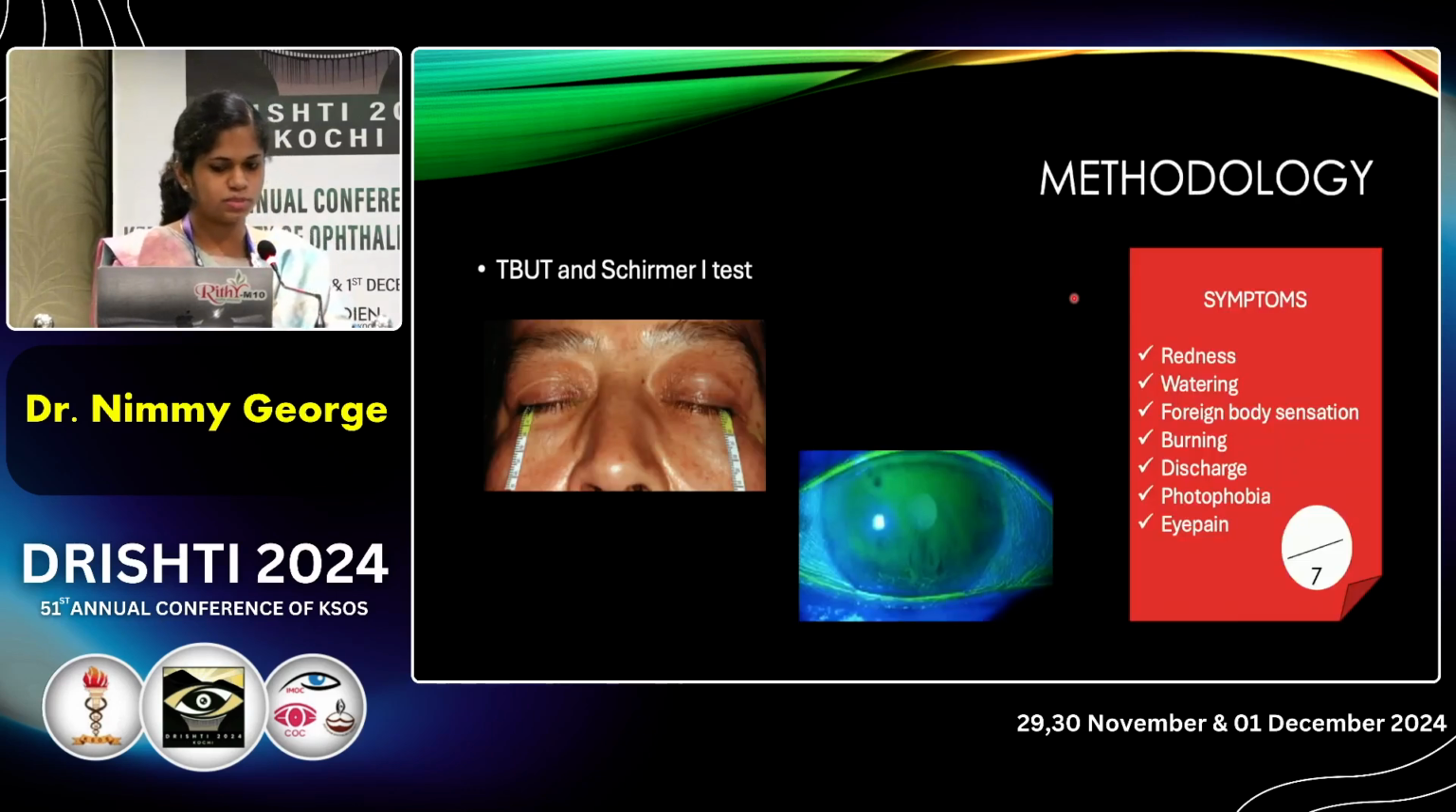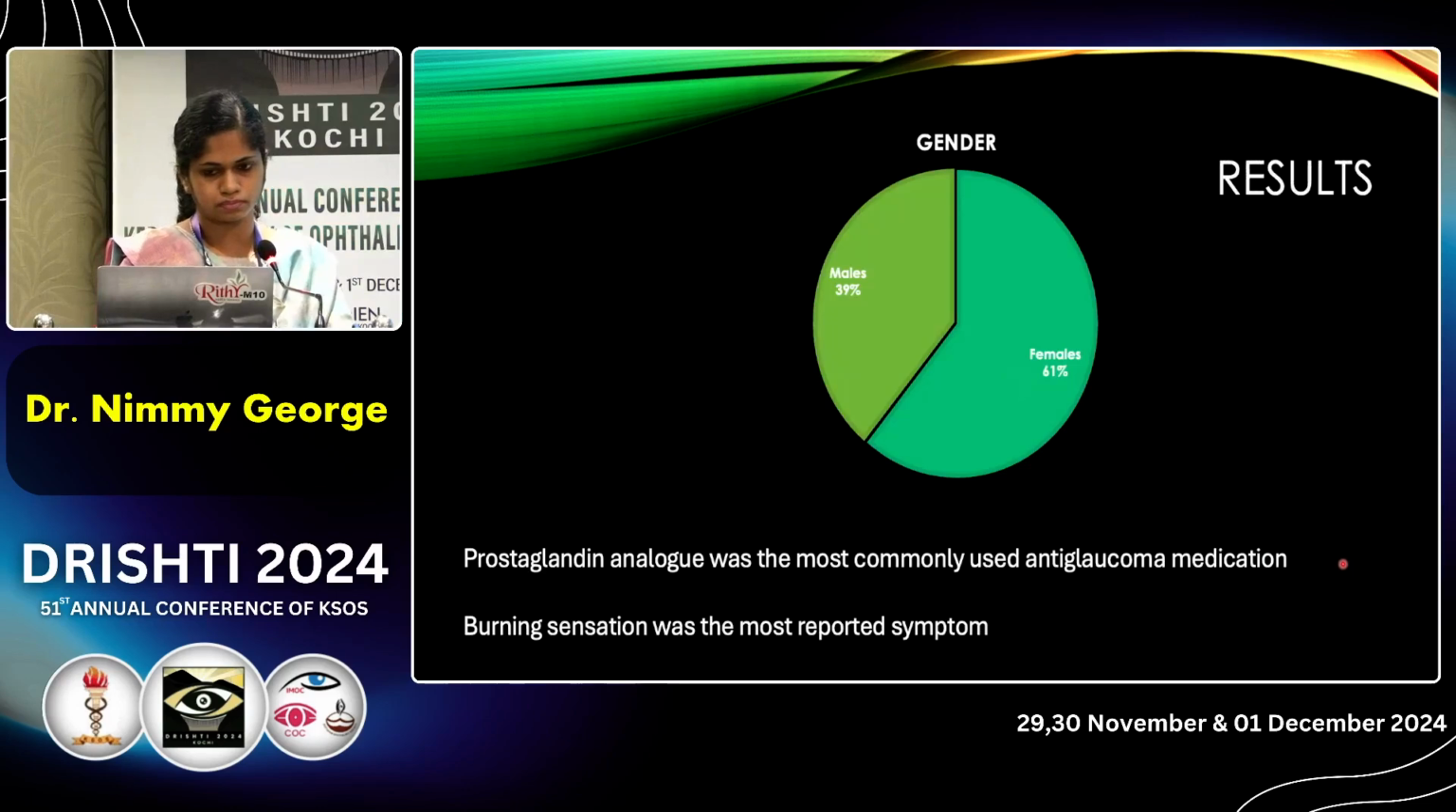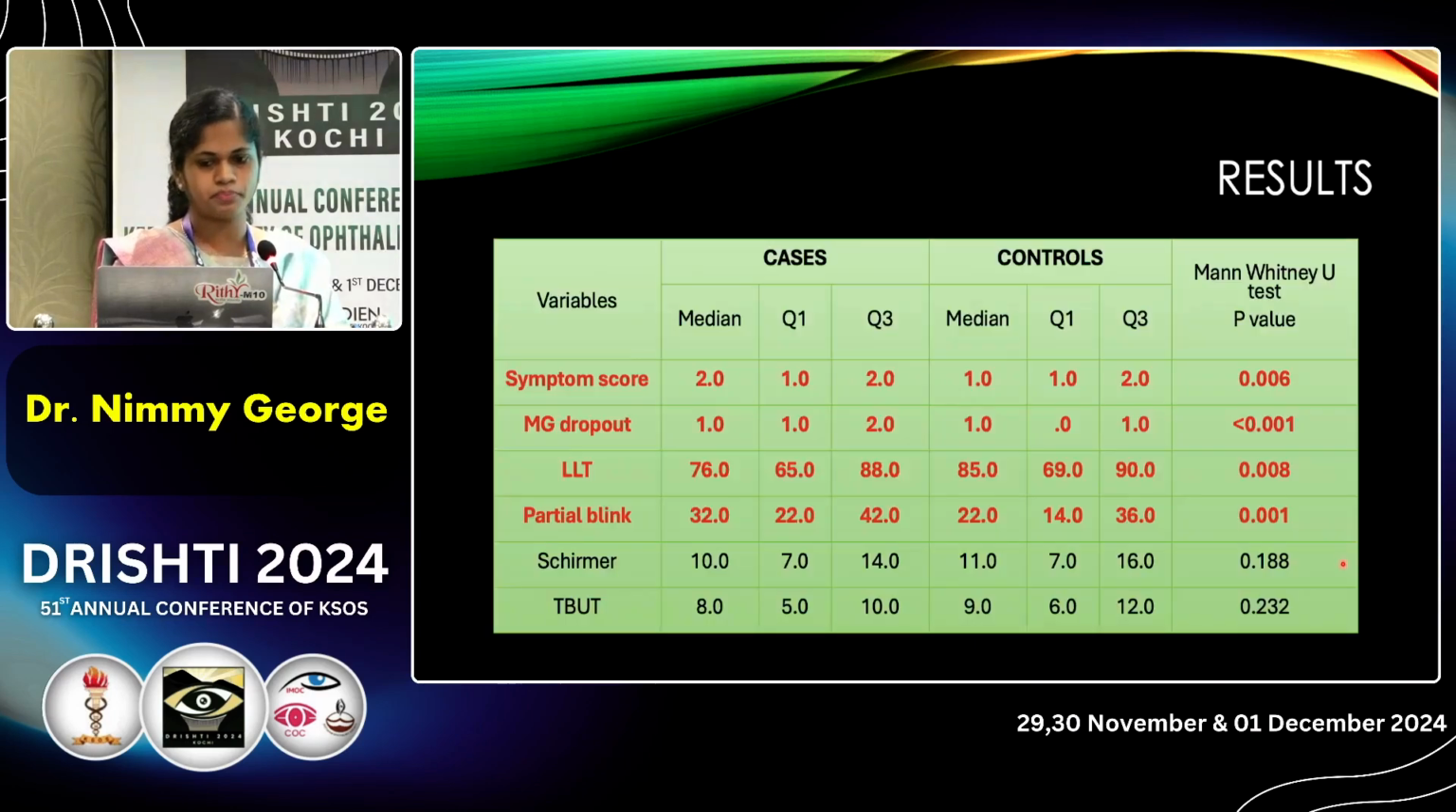A questionnaire of symptoms was asked and a score out of 7 was given. TBUT and Schirmer 1 test were performed for each eye. From LipiView, meibomian glands were visualized and meibomian gland dropout was graded from grade 1 to grade 4 as can be seen from the images, and we also obtained LLT, that is lipid layer thickness, and partial blink rate values for each eye. Moving to the results, females predominated my study at 61%. Prostaglandin analog was the most commonly used anti-glaucoma medication and burning sensation was the most reported symptom.